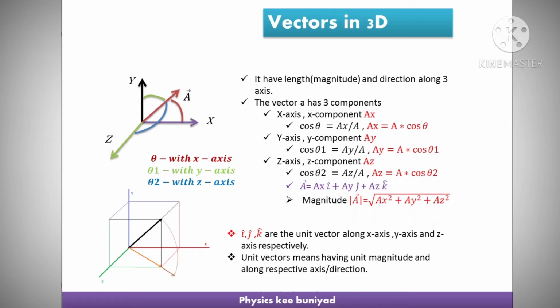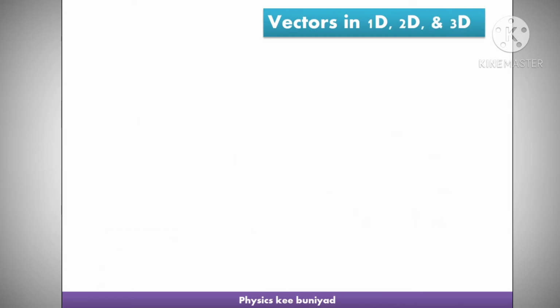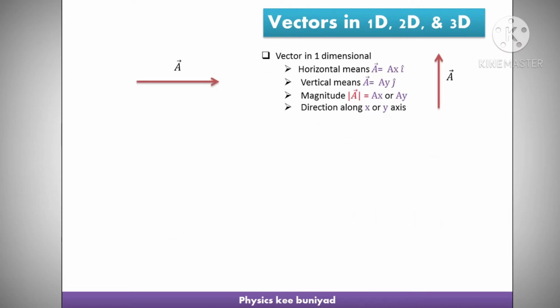Now if we talk about the magnitude of the vector a, then we can simply write a equal to the square root of ax square plus ay square plus az square. It will give you the magnitude of the vector a. Now we will discuss how we will write a vector mathematically in 1-dimensional, 2-dimensional and 3-dimensional.